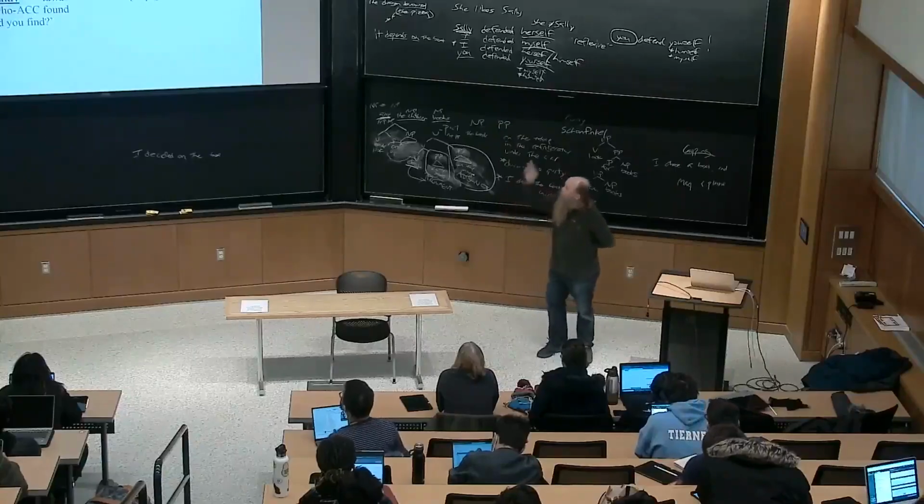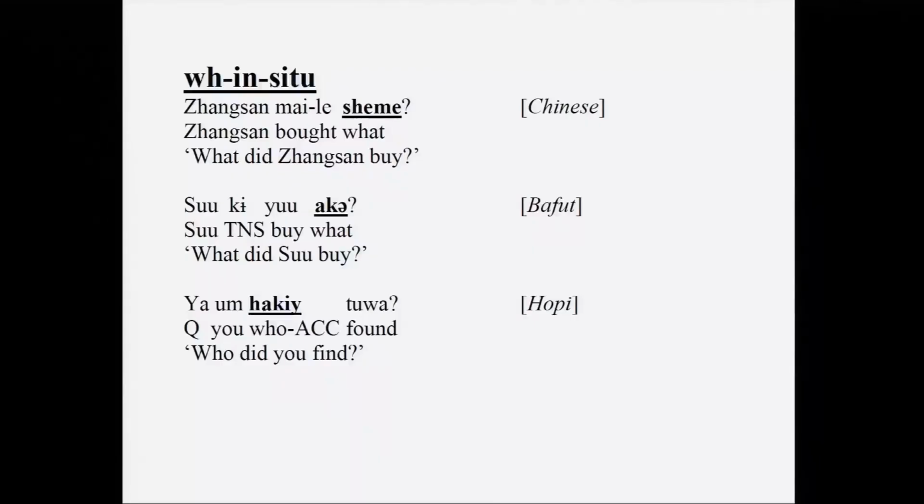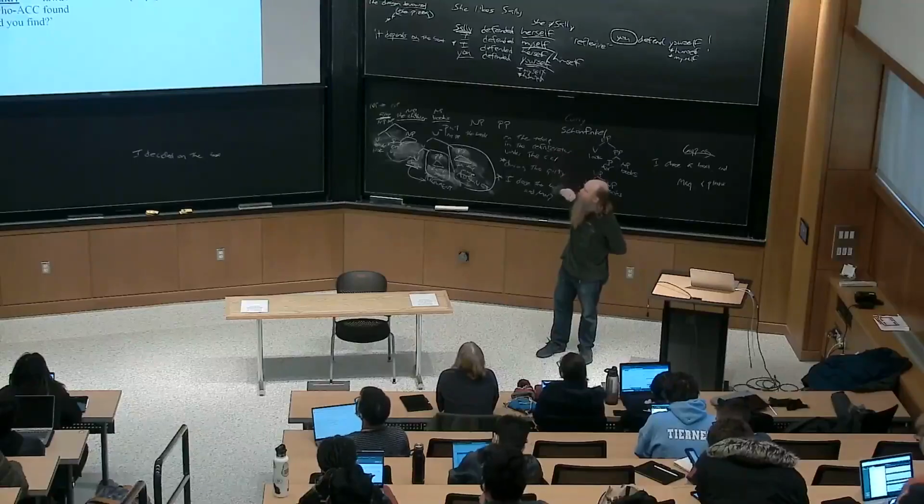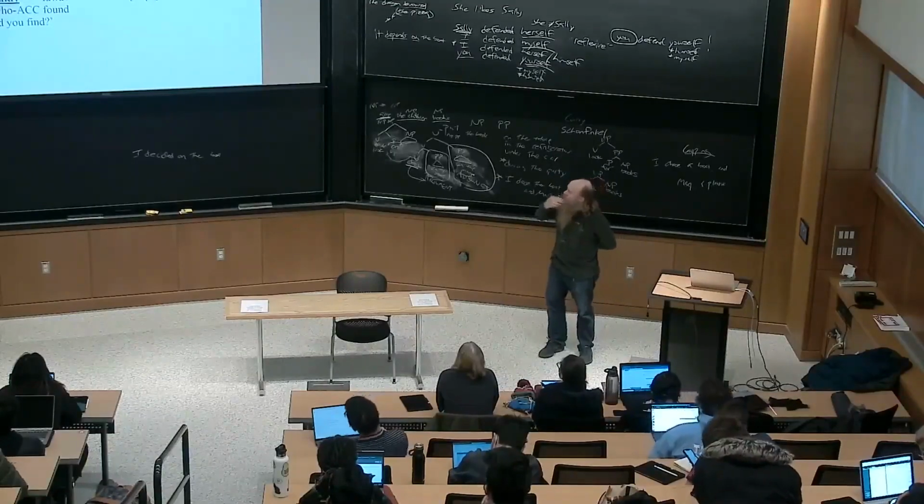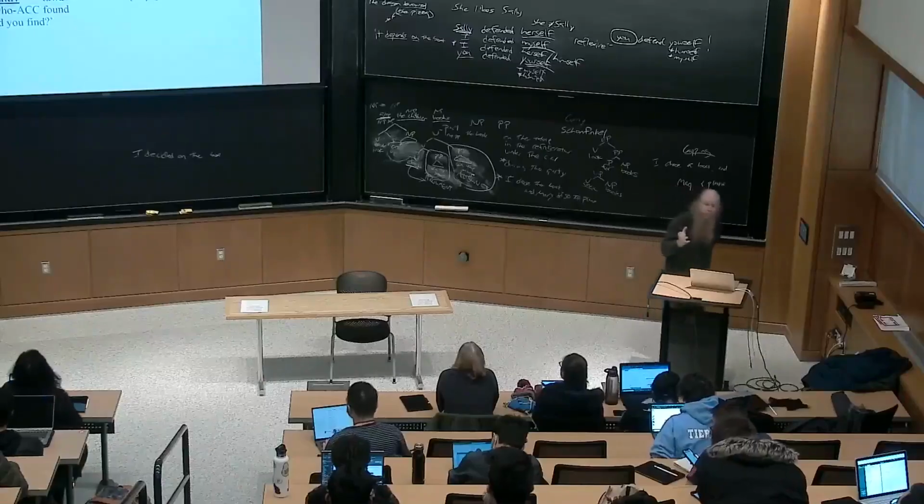So in Chinese, if you wanted to say Zhang San bought a book, instead of what, you would just put the word for book. So Chinese normal word order is subject, verb, object, kind of like English. Same deal for Bafut. Hopi has the verb at the end of the sentence. So these WH words, these words that mean things like what and who, they're just going where the object would normally go in these WH in situ languages.